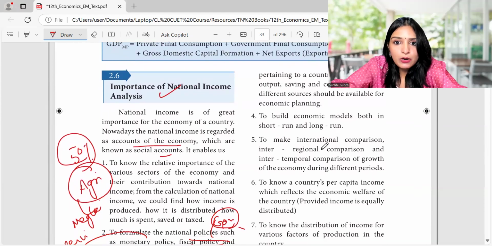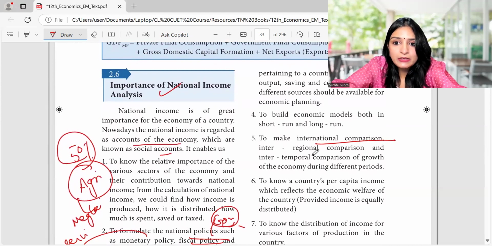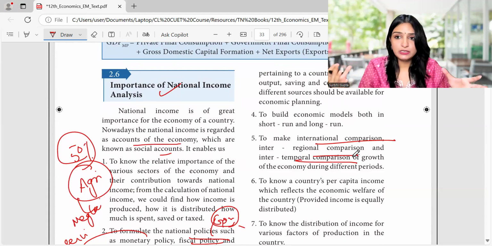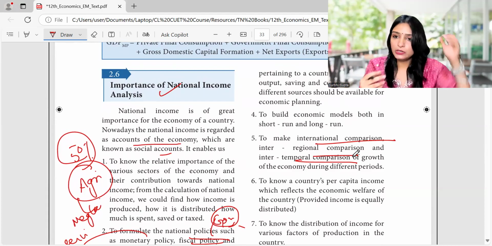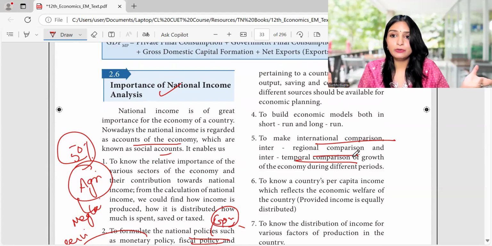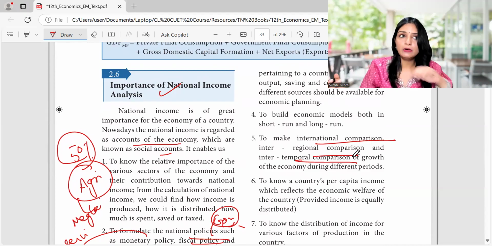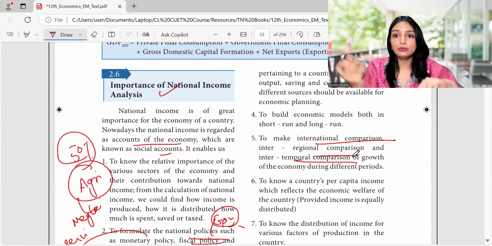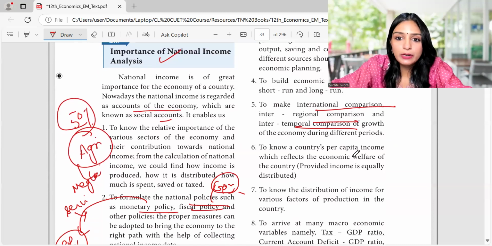Then to make international comparison, regional comparison, and intertemporal comparison, so within time periods, what was the scenario, and interstate, what is the scenario. Like Kerala is doing better than Bihar, so how do you know that? And we are still not on par with the US growth rate, so how do you know that? National income helps in doing all of it.